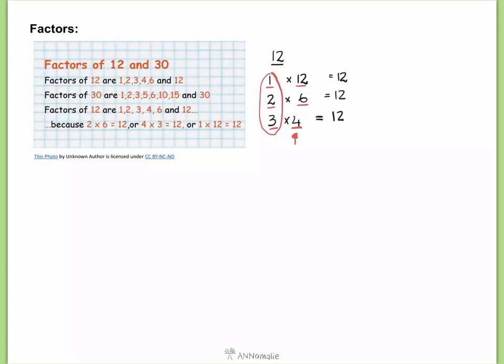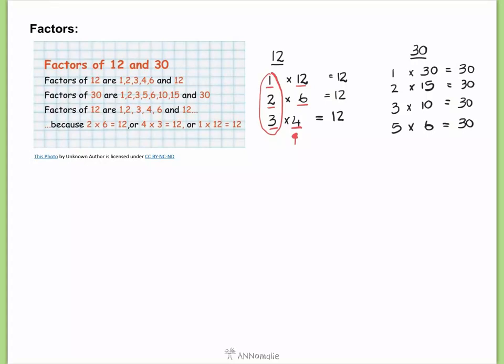Similar with 30. If I look at 30, 1 divides into 30 thirty times. 2 times 15, 3 times 10, and then 4 doesn't divide, and 5 times 6. And all of these 8 numbers are the factors of 30 that divide into 30 without a remainder.